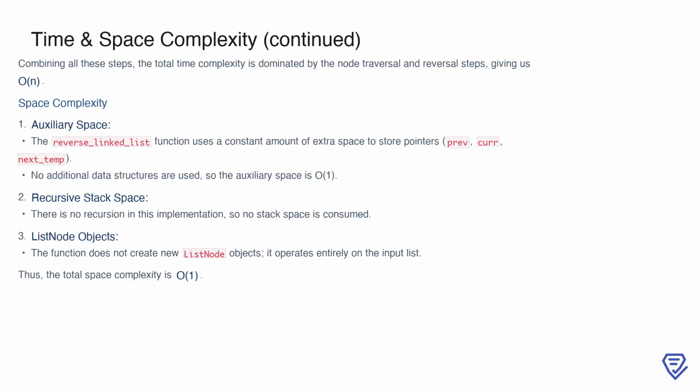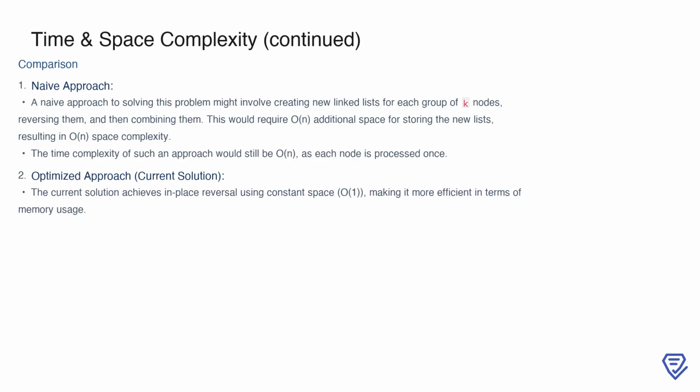To put this into perspective, let's compare our optimized approach with a naive solution. A naive method might involve creating new linked lists for each group of k nodes, reversing those groups, and then combining them into a final result. While this approach would still traverse each node once, resulting in O(n) time complexity, it would require O(n) additional space to store the new lists. In contrast, our current optimized solution performs in-place reversals using a constant amount of memory, making it far more efficient in terms of space usage. This improvement highlights the advantage of the optimized approach, which achieves the same time complexity but with significantly reduced memory overhead.